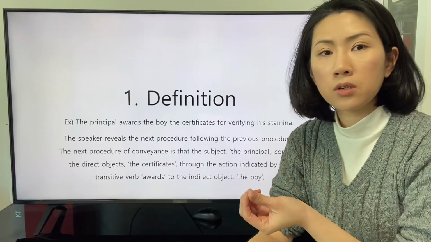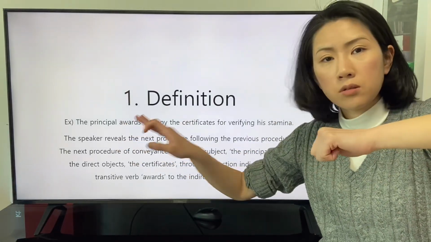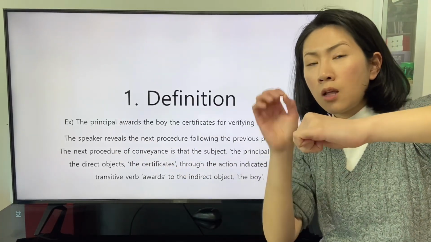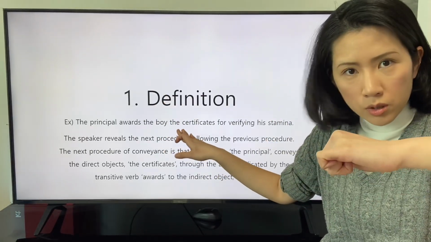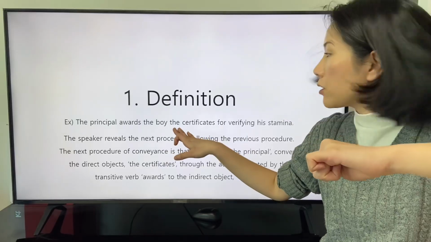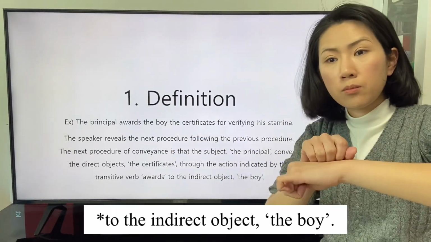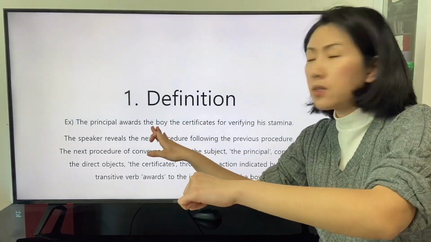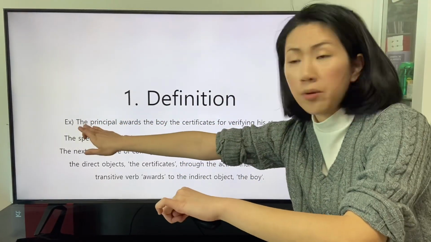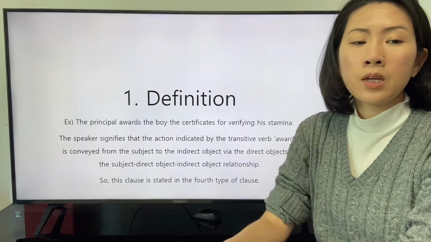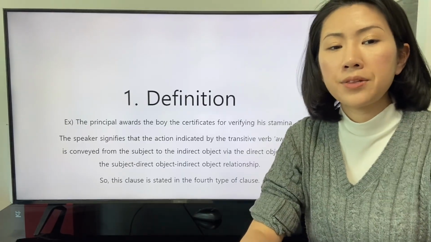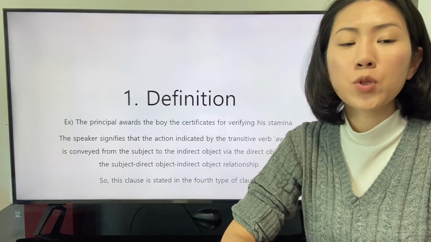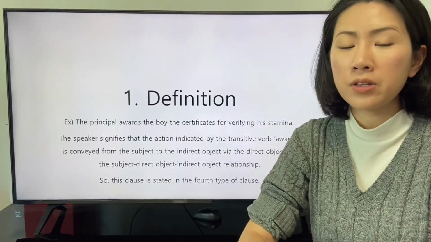What comes first? The action indicated by the transitive verb award is the premise to the conveyance of the direct object, the certificate, the direct object, the action conveyed to the indirect object, the boy, from the subject, the principal. The speaker signifies that the action indicated by the transitive verb award is conveyed from the subject to the indirect object via the direct object.